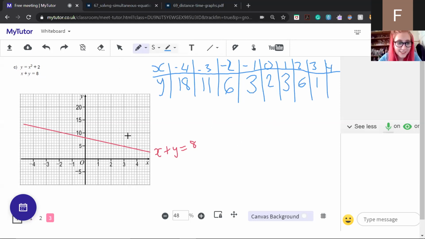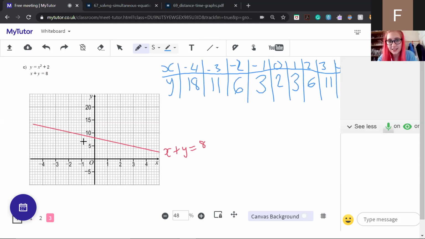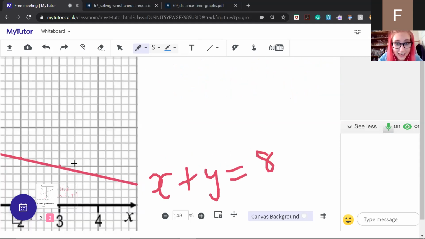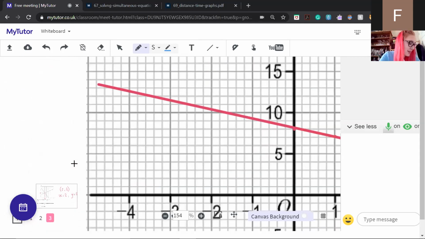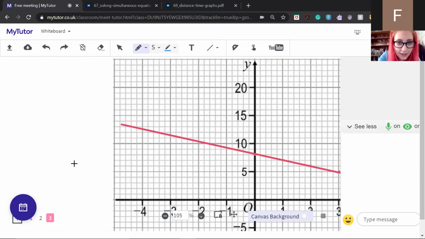Now let's plot those. This could go badly wrong, couldn't it? What I'm going to do is take a photo of it so that I can zoom in and still plot the right things. So let's zoom in here to make sure that I plot it. I want to do it as accurately as I can to get a good approximation. So when x is -4, y is 18, so that's going to be here. Can you see that? I found where x is -4 and I've gone up to where y is 18.